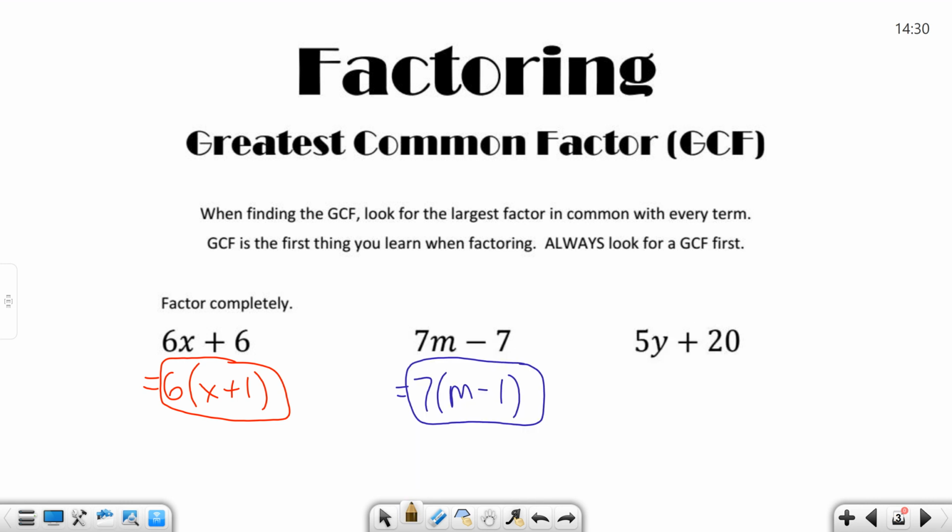So here, what does 5y and 20 have in common? Well, 5, right? And if I take a 5 out, I'm left with y plus how many? 4. Very good. y plus 4.